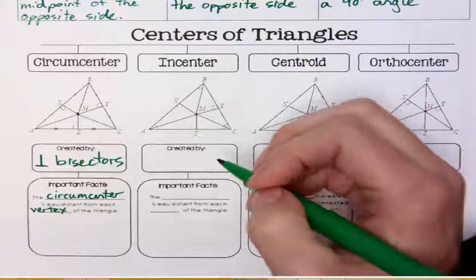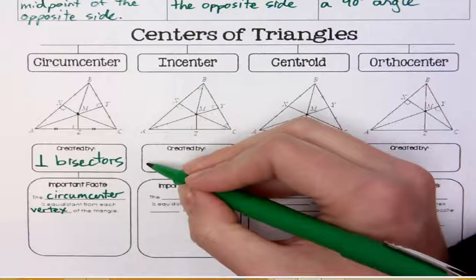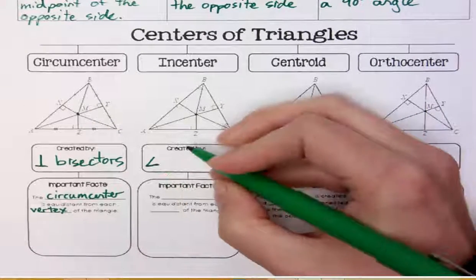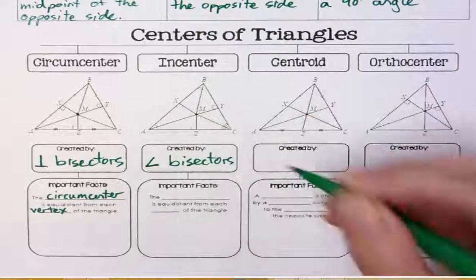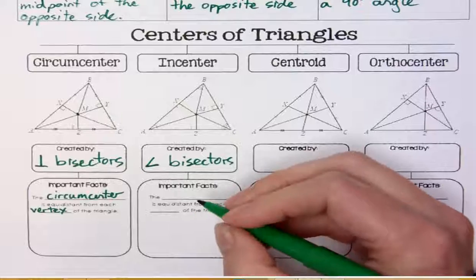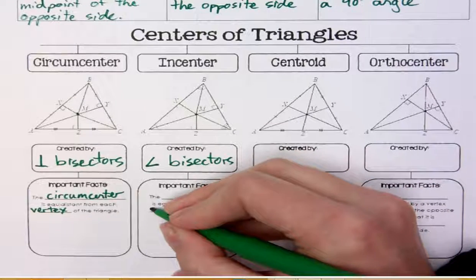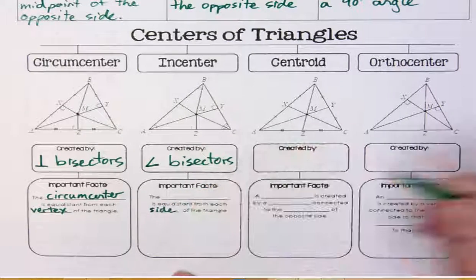Incenter is just formed by angle bisectors. This actually is not one we're using on the project, but this one is equidistant from each side of the triangle.